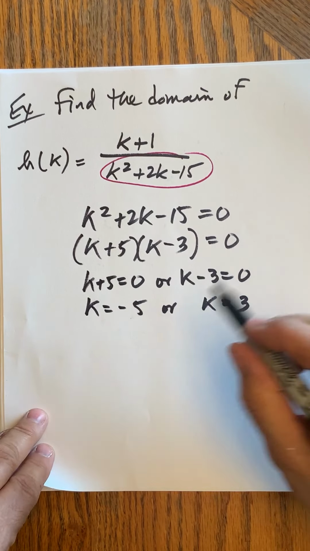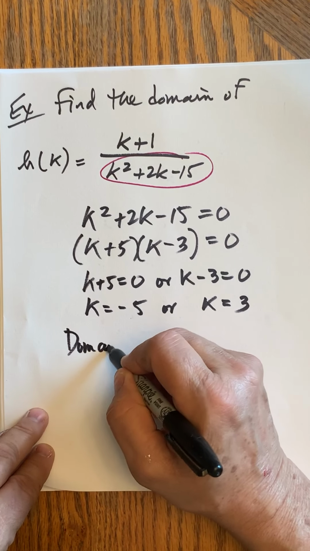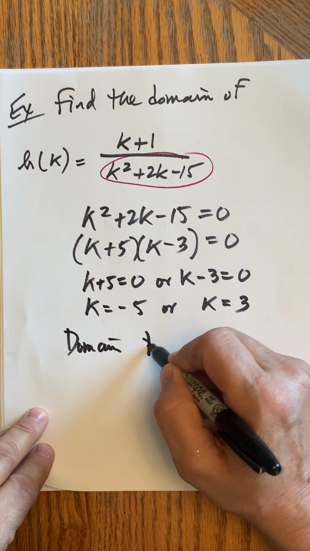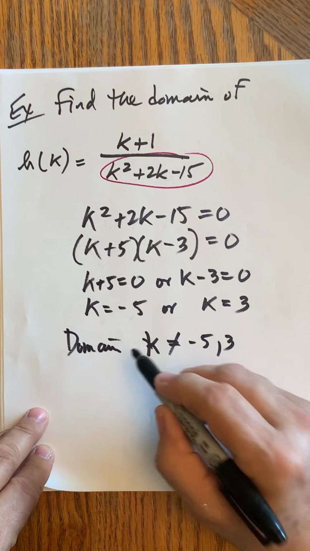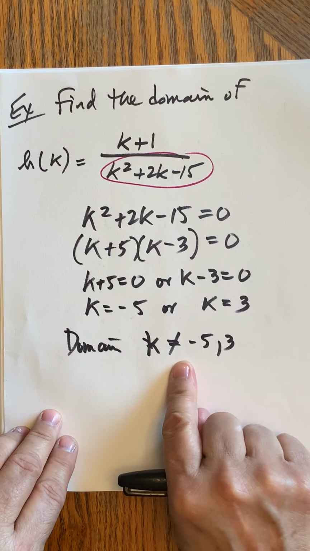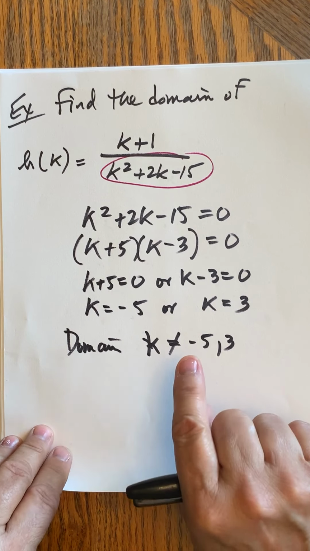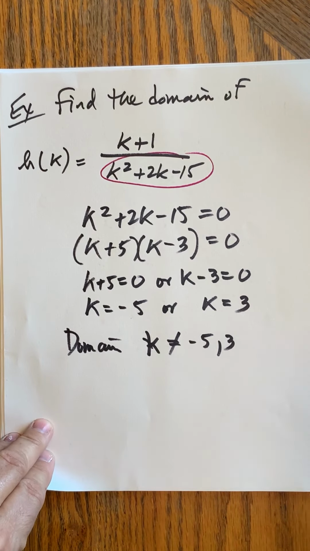So I don't want those. So I say the domain is that k cannot be negative 5 or 3. So the idea is, by writing it this way, what I'm saying is, as long as k is not negative 5 or 3, k can be anything else.